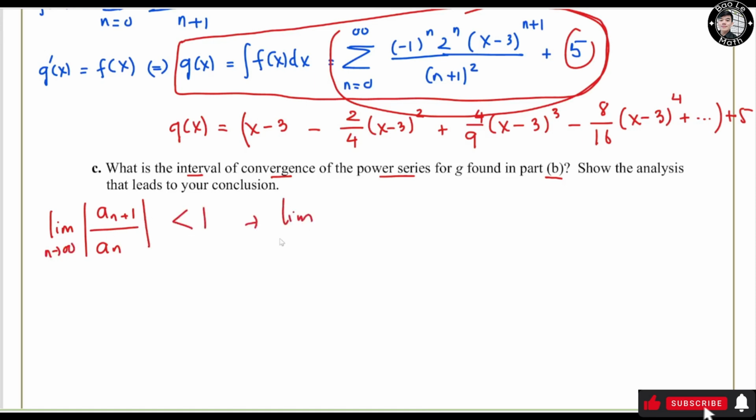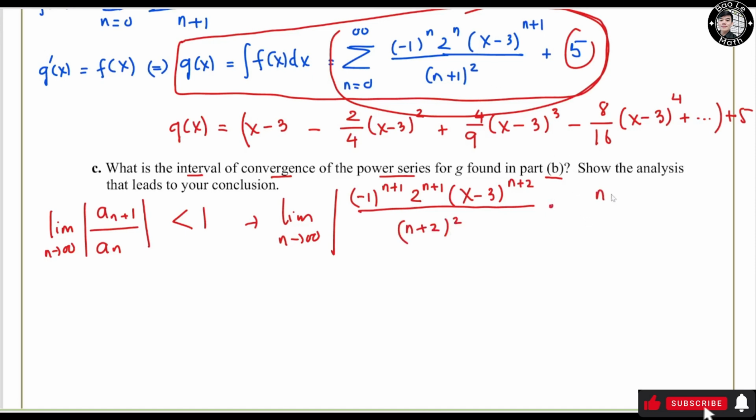So we have the limit when n approaches infinity of the absolute value of a sub n plus 1, which is negative 1 raised to the n plus 1 times 2 raised to the n plus 1 times s minus 3 raised to the n plus 1, over n plus 2 squared. Multiply by the reciprocal of the a sub n term: n plus 1 squared over negative 1 raised to the n times 2 raised to the n times s minus 3 raised to the n.